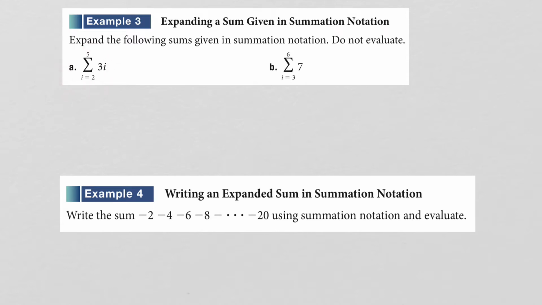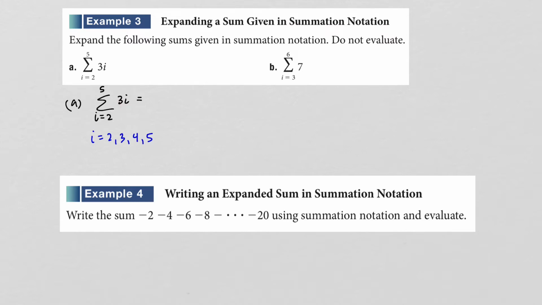So for the first one there, you see you have this Greek letter, what we call sigma, and it says i equals 2, and then there's a 5 up above, and it says 3 times i. So what this means is you are going to add up the numbers 3 times i, starting at i equals 2 and ending at i equals 5. So for this sum, we will be plugging in i equals 2, 3, 4, and 5. And then we will add those up.